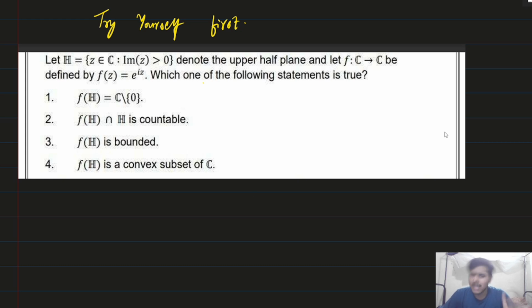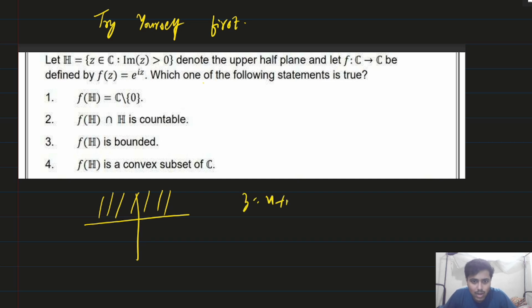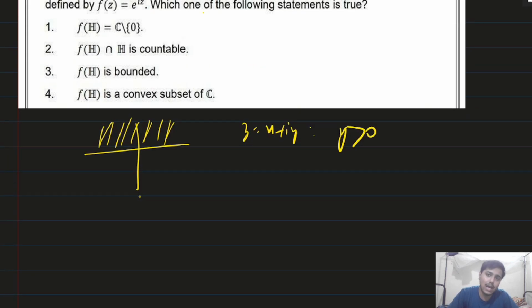We are given H. What is H? H is the upper half plane: z belongs to C, imaginary of z greater than 0. This means if we have z equal to x plus iy, our condition is that y should be greater than 0. y greater than 0 means it denotes the upper half plane. Okay, now we are given a function f.